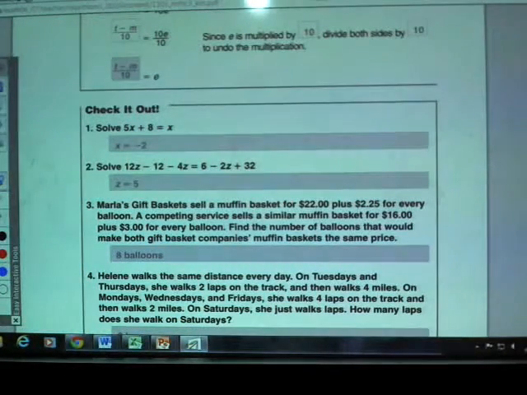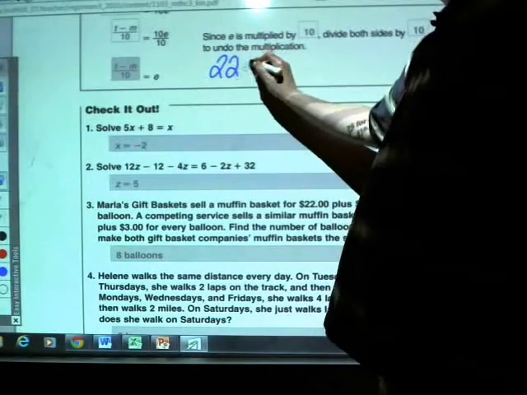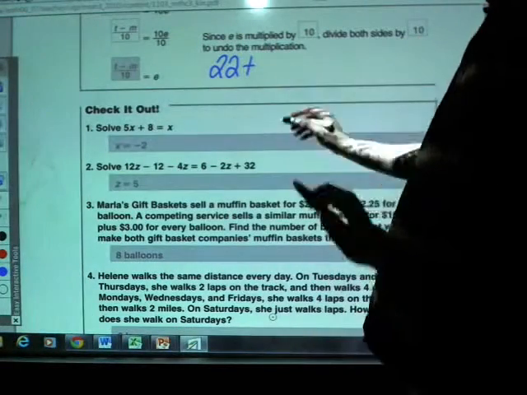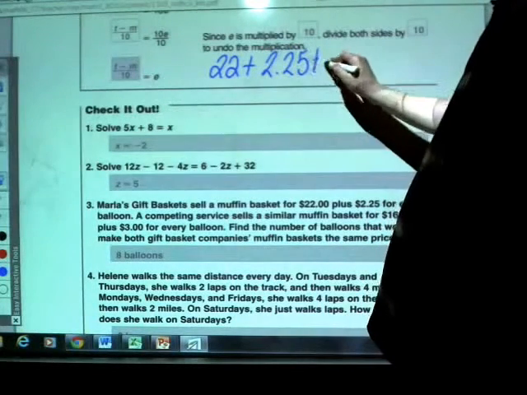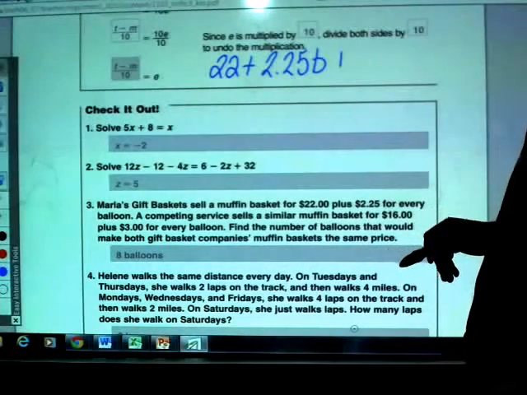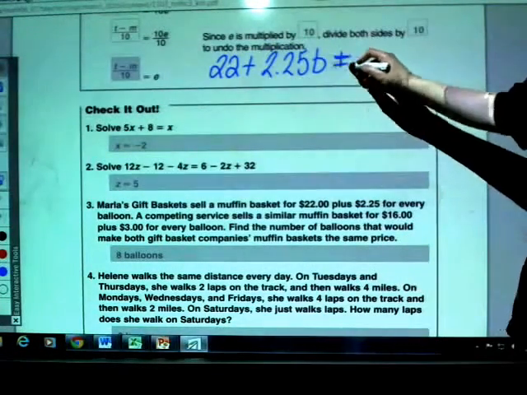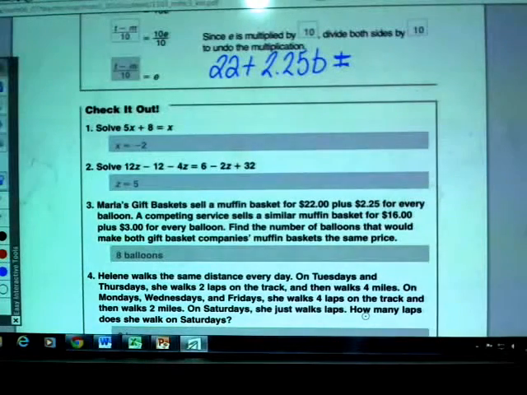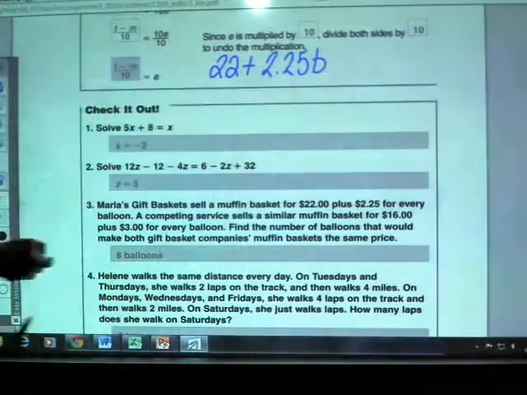So for Marla's, they say spend $22 plus $2.25 for every balloon. So plus $2.25 for the number of balloons: 22 plus 2.25b. All right, and they want to know when is that the same as, let me go ahead and fix that sign up there, it should be just an equals. When is that the same as the other guy?